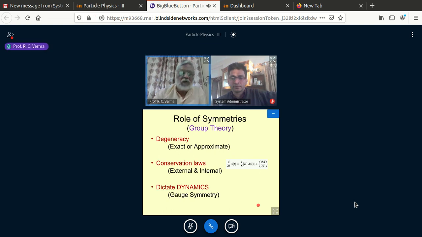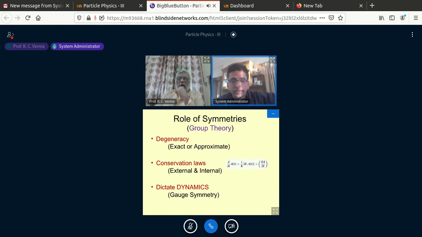So maybe I can stop at this point, and I will continue with this sheet tomorrow. Okay, Shastri. Yes, sir. Thank you very much. I think this is the right place to stop, and tomorrow we can start with the role of symmetry. It will be wonderful, because as you said, these are not very well covered; there should be more emphasis on this.